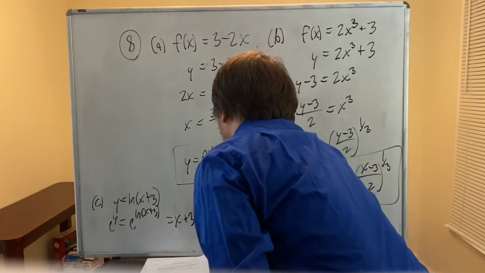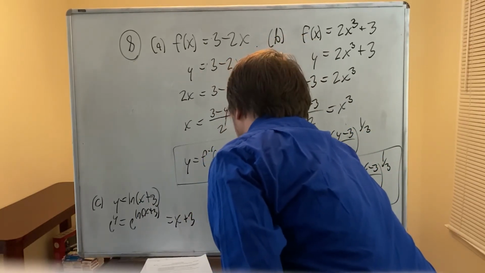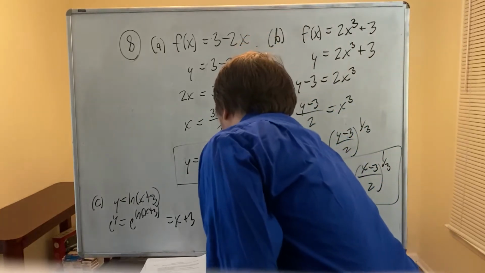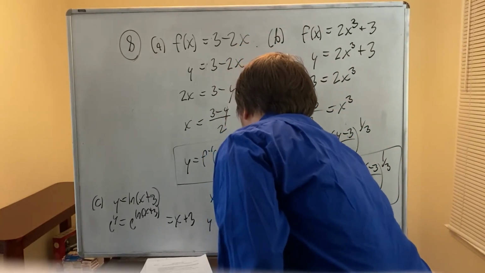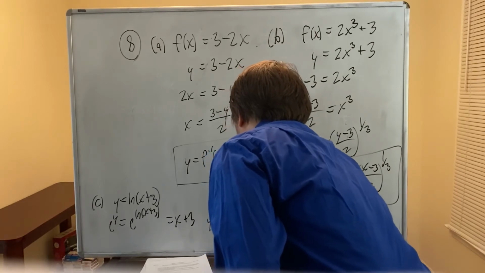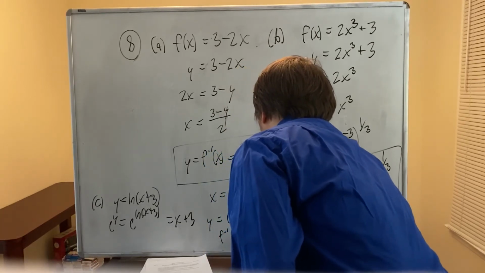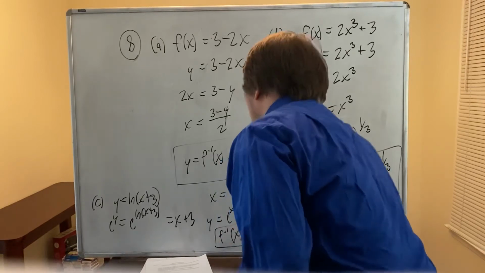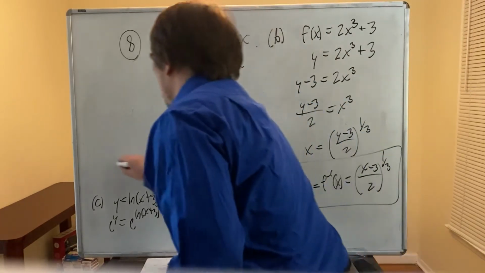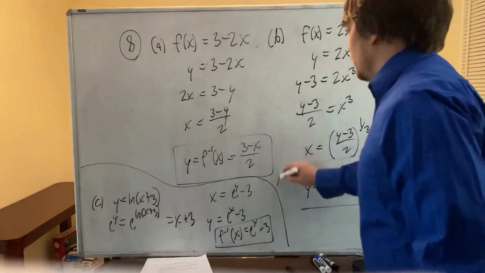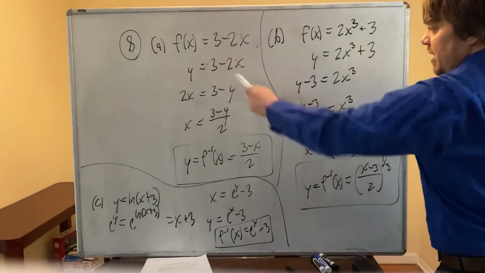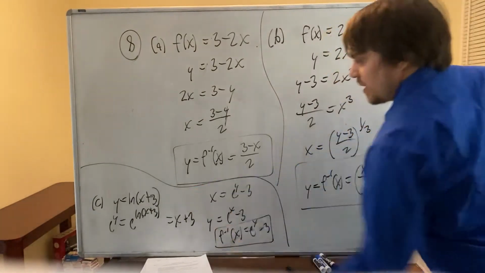Solving for x, you get x equals e to the y minus 3. Switching x and y, you get y equals e to the x minus 3. And so in this case, f inverse of x is e to the x minus 3. And that's the answer for part C. And so I split the board into 3 sections. This is for 8a, this is for 8b, that's for 8c.